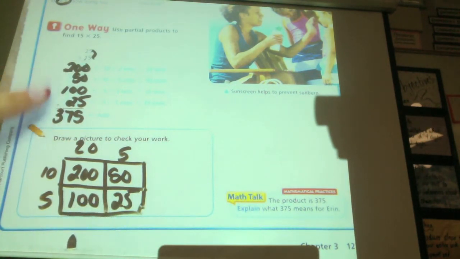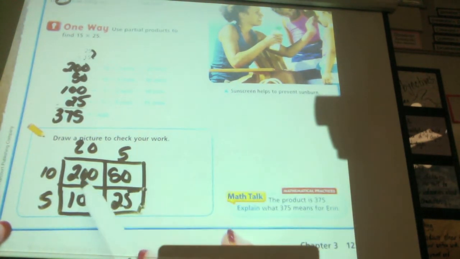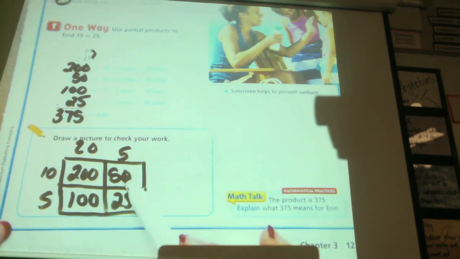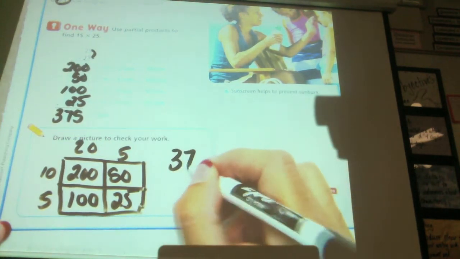This is just a way of doing it without the model. This is a visual way. Some of you, this works better for you. So now again, I'm going to add that. 200 plus 100 is 300, plus 50 is 350, plus 25 is 375.